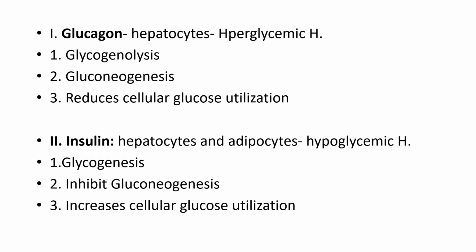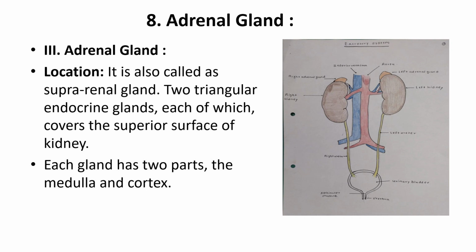the blood. Eighth gland is the adrenal gland. It is located above the kidney and is also called the suprarenal gland. It is a triangular gland, each present over the superior surface of the kidney, and it has 2 parts, medulla and cortex. The cortex is the outside portion and the medulla is the inner portion.